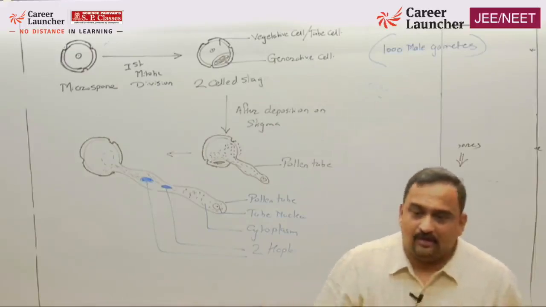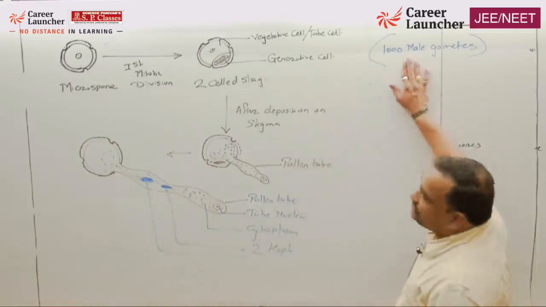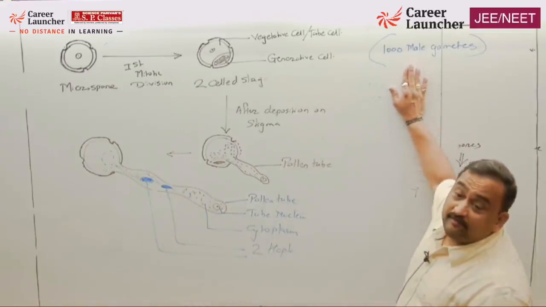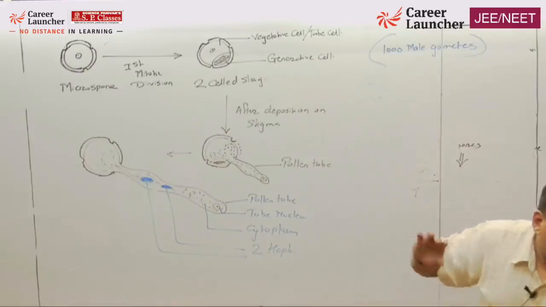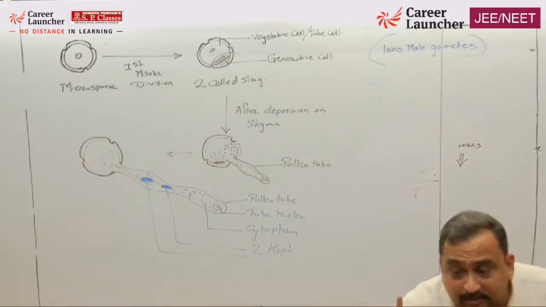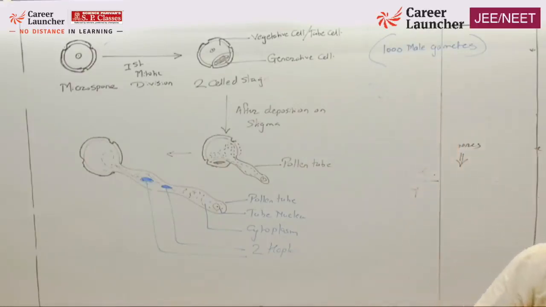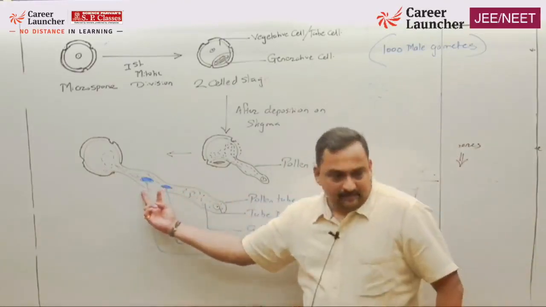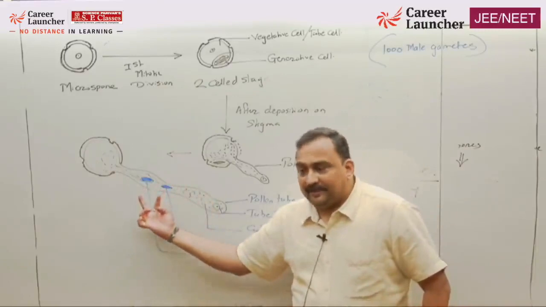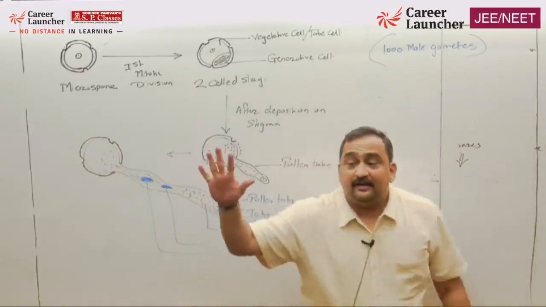One male gametophyte contains how many male gametes? 2. And how many do you need? 1000 male gametes. That means how many male gametophytes do you need? Did you understand the difference between gametophyte and gametes? This is a gametophyte, and in one gametophyte there are 2 gametes. Therefore, 1000 male gametes will be in 500 male gametophytes.